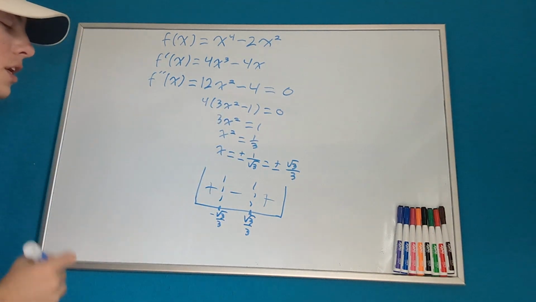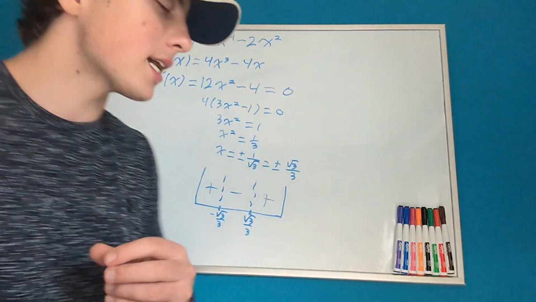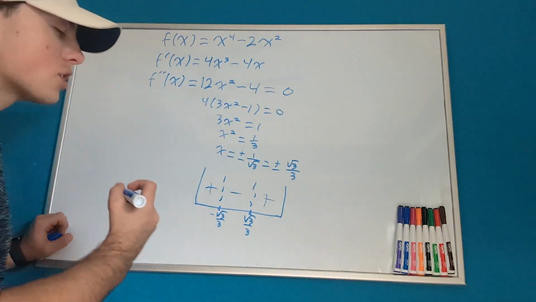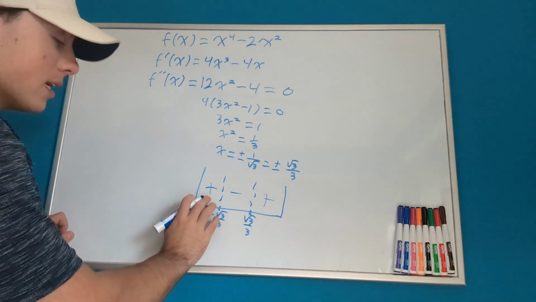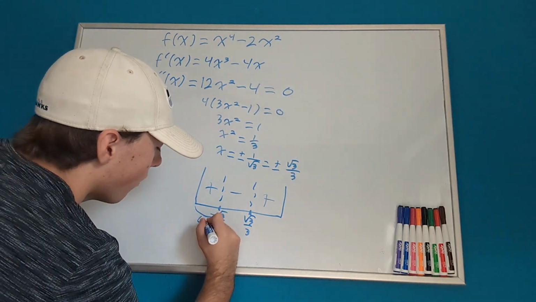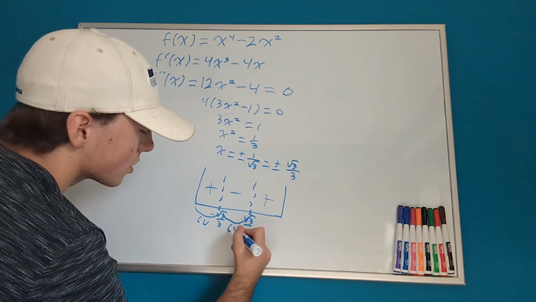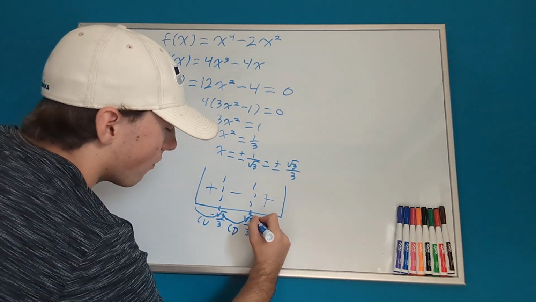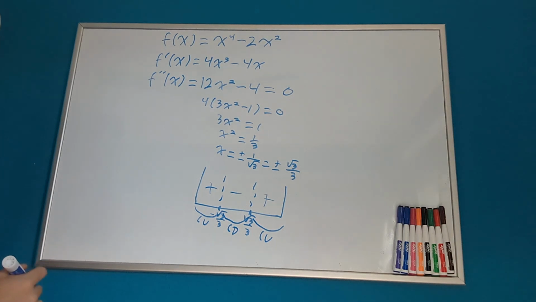So before, what this helped us do was determine local minima and maxima. Now what we are doing is determining concavity of the function. When this interval is positive, we can say the function is concave up on that interval. When it's negative, we can say the function is concave down on that interval.